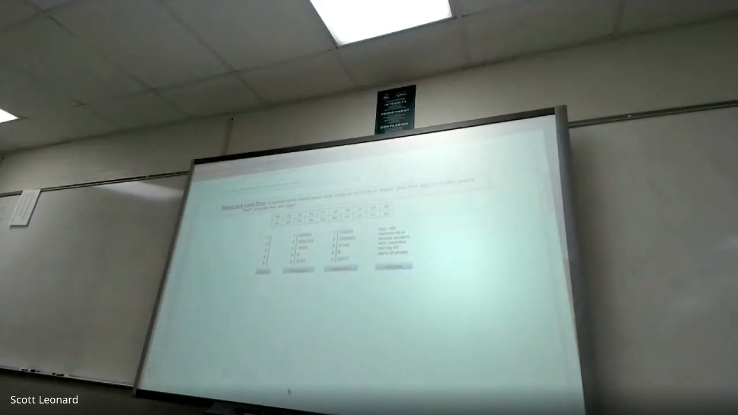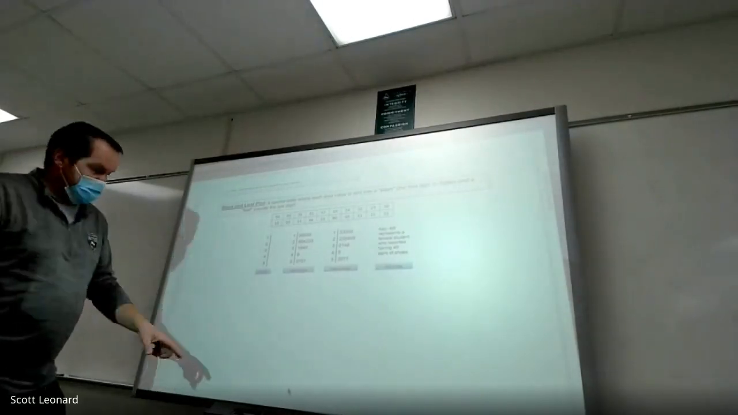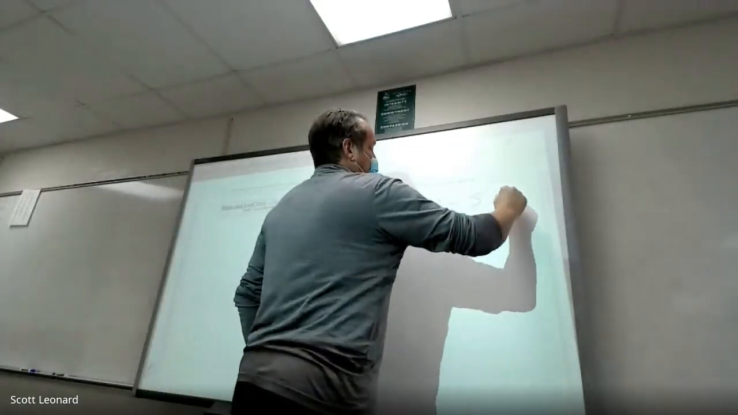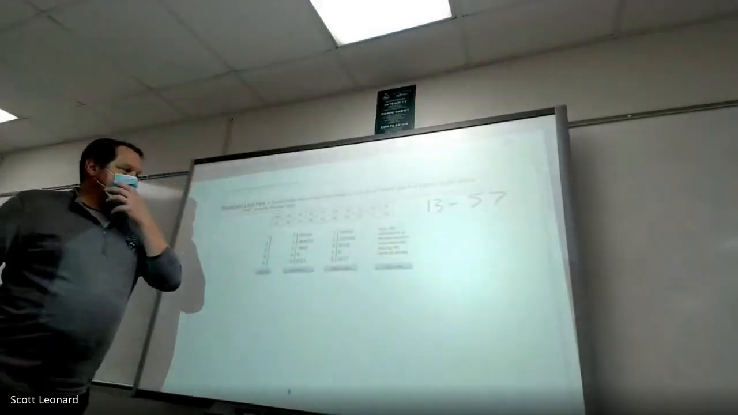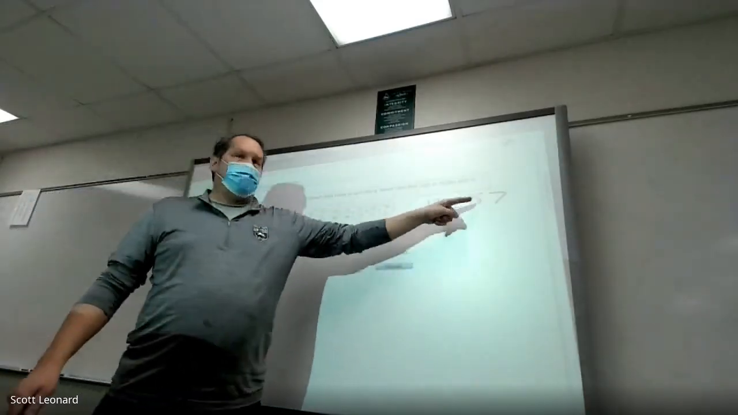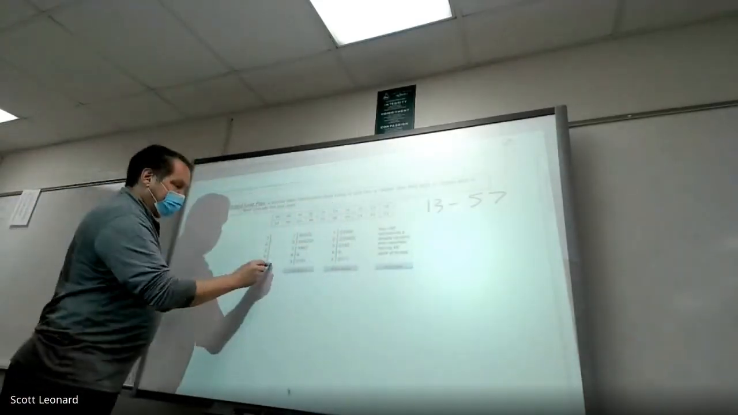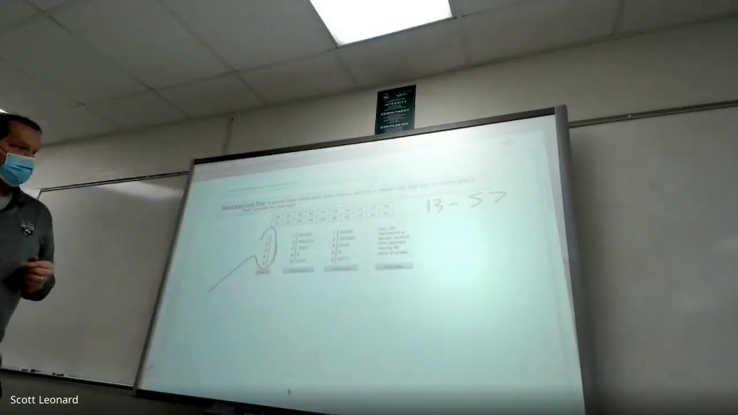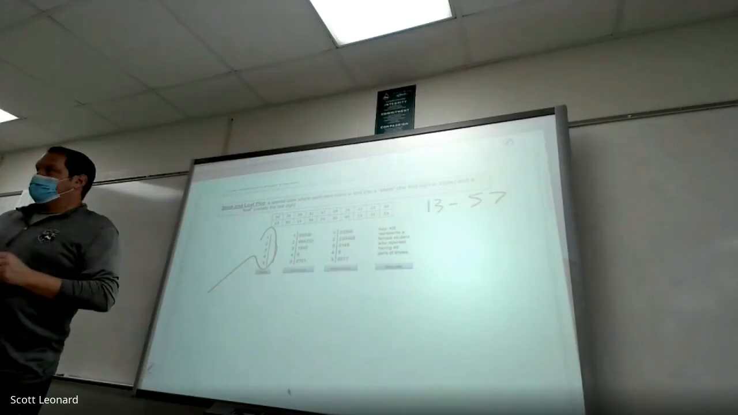What's that? 13 to 57. So our data is going from 13 to 57. So what that's telling us is our 10 spot is numbers 1 through 5. So that's this thing right here.